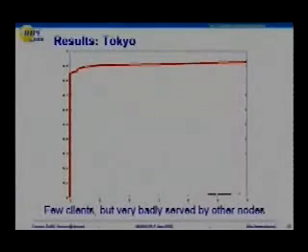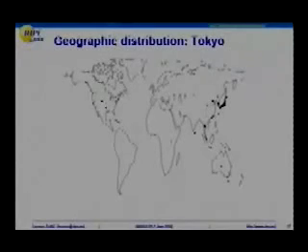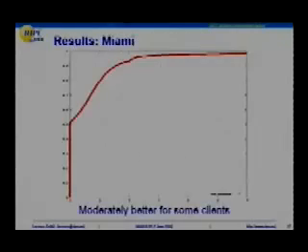Tokyo. Tokyo is the best node for very few clients, but those clients that it does have tend to be very badly served by other nodes. So there's about 10% of clients which would get very, very badly worse if Tokyo didn't exist. So it does provide a benefit. These clients are mostly, as you can see, in Japan and in Asia, obviously, which is an area which we serve only with the Tokyo node.